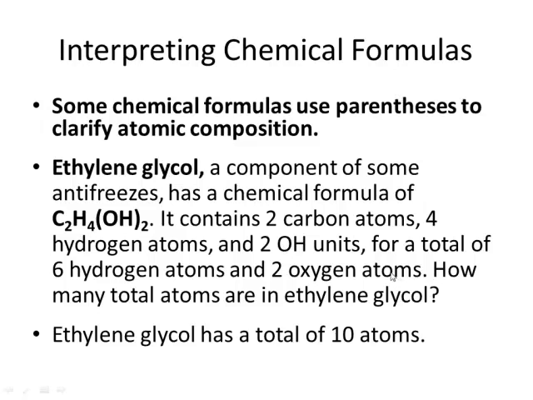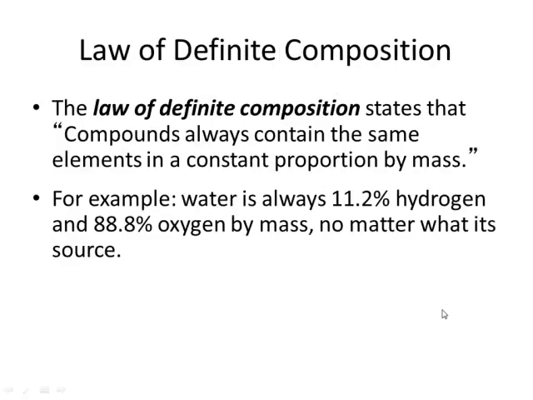So the total number of atoms you have would be 2 carbon, 6 hydrogen, so that'd be 8, and then you have 2 oxygen. So then the total number of atoms that ethylene glycol would have would be 10. So that's one of the things on the test. You have to be able to give the number of atoms of each of the elements, and then you have to be able to give the total number of atoms of the compound.